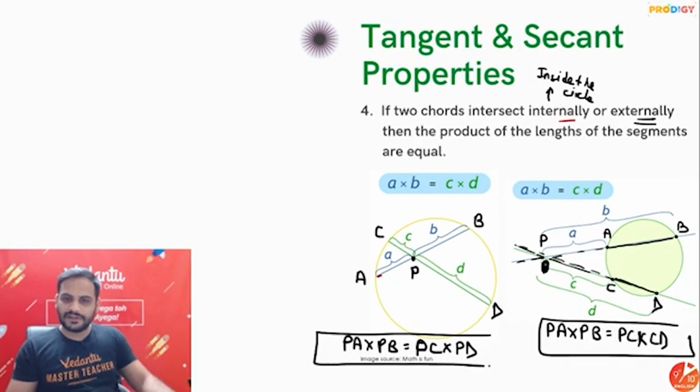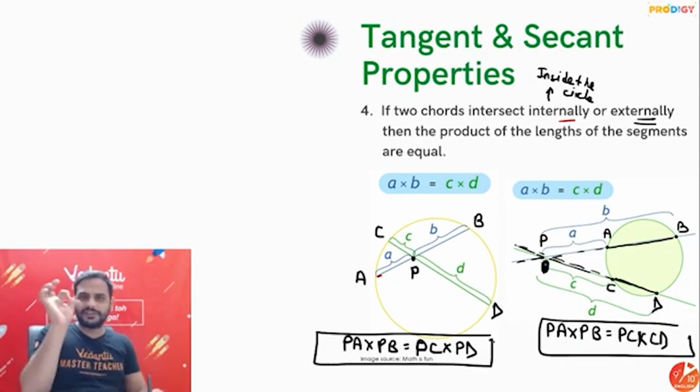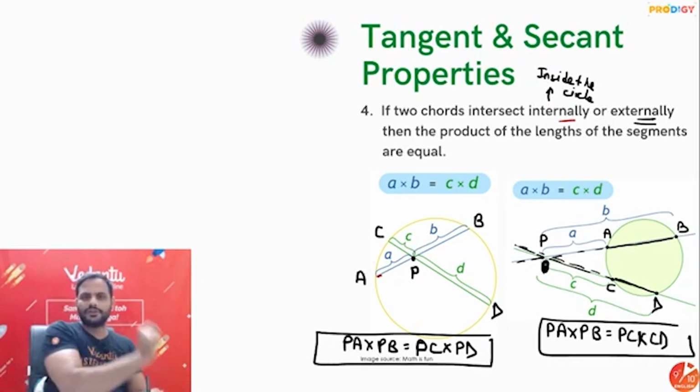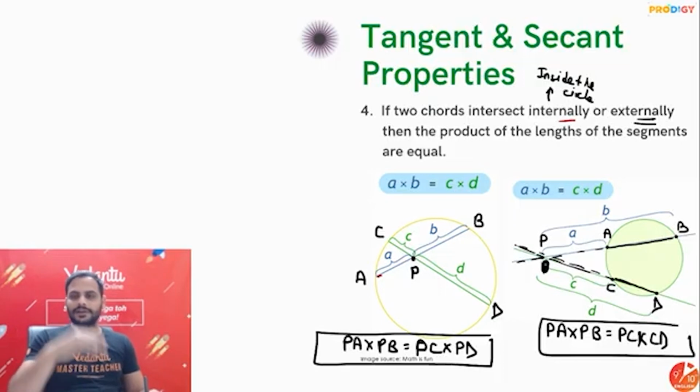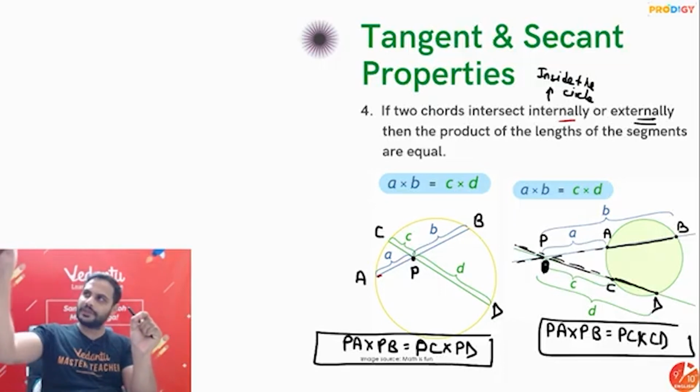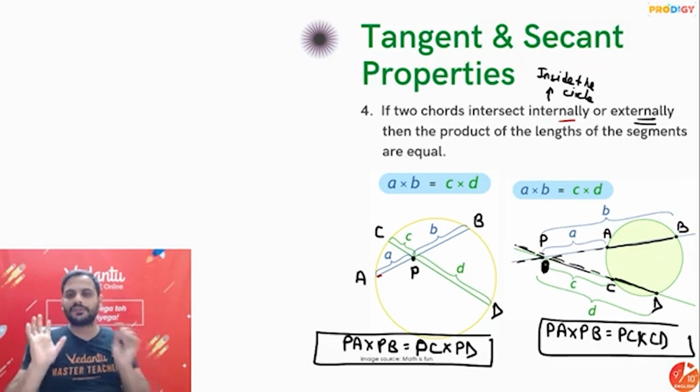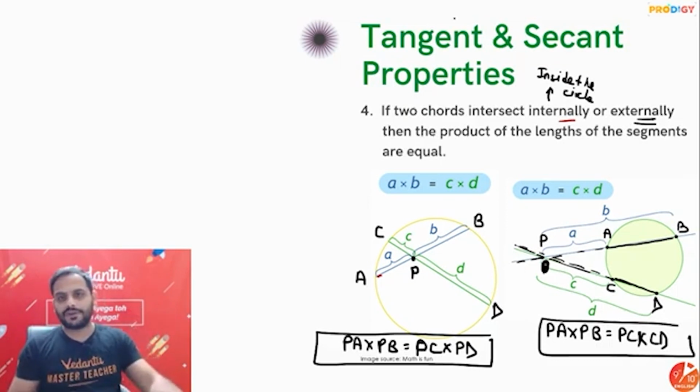Remember this thing, be it internal, be it external, wherever the intersection point is, take the distances from that point to the ends of the chord. So PA into PB is equal to PC into PD for internal intersection. If it is external, PA into PB is equal to PC into PD. Very important, direct questions are asked from this theorem.